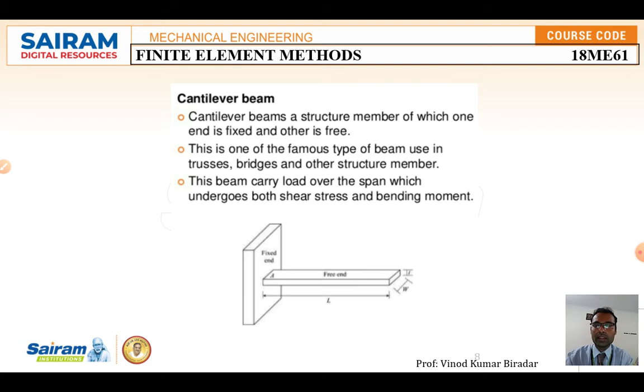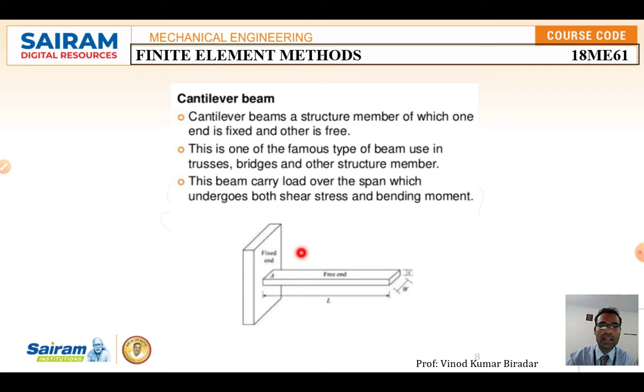Coming to the cantilever beam, all of you know what a cantilever beam means. One end is fixed, another end is free. Here the load is going to act, and such a type of element you are going to call a cantilever beam. A cantilever beam is a structural member of which one end is fixed and another end is free. This is one of the famous types of beam used in trusses and bridges. Almost everywhere we are going to use this.